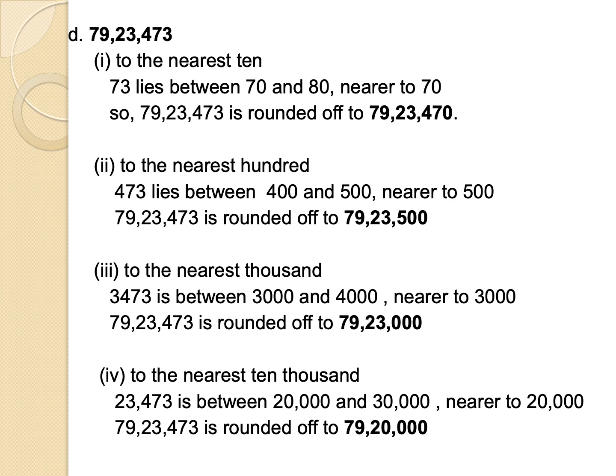To the nearest 10,000, उसके लिए हम लास्ट के 5 डिजिट्स देखेंगे, मतलब 23,473. It lies between 20,000 and 30,000, nearer to 20,000. क्योंकि thousands की प्लेस पे 3 है जो कि 5 से छोटा है, इसीलिए 23,473 राउंड ऑफ होकर 20,000 बनेगा. So 79,23,473 is rounded off to 79,20,000. So this completes our exercise and it completes our chapter also.